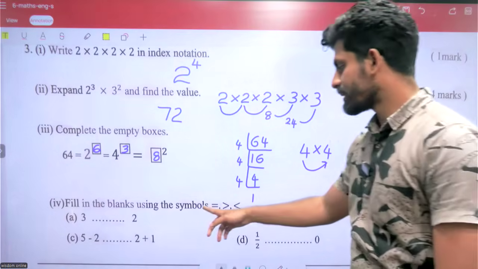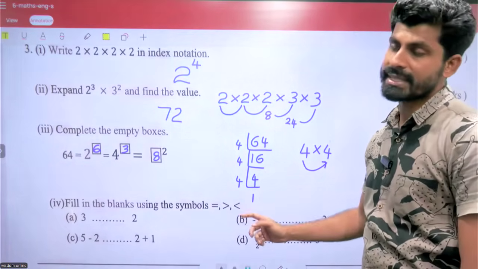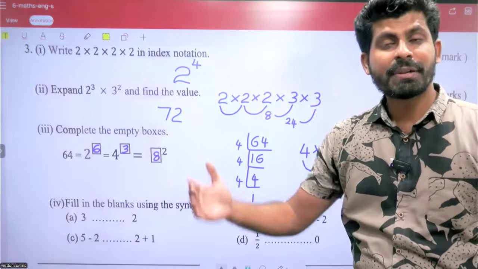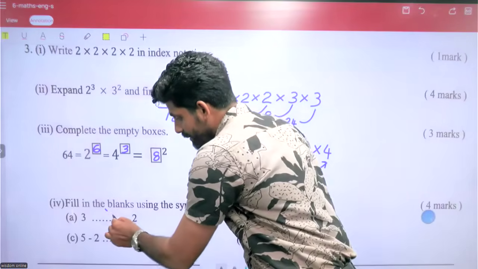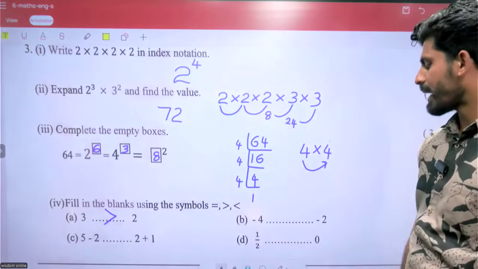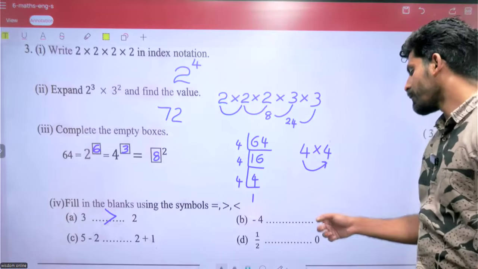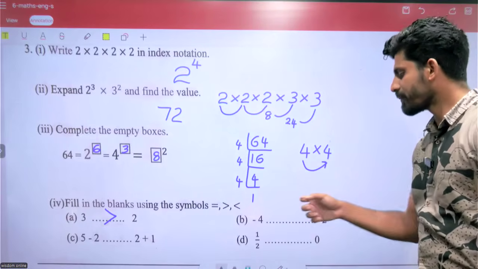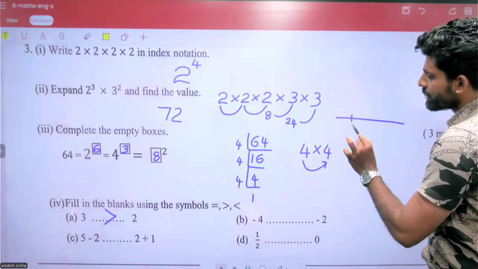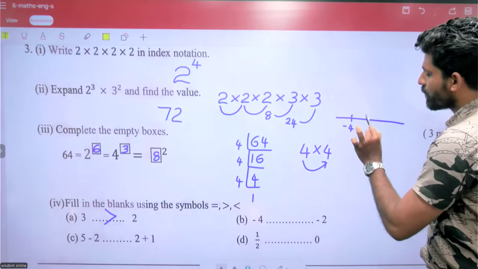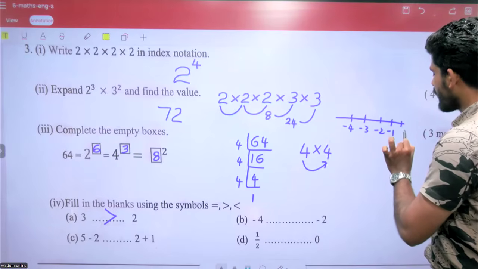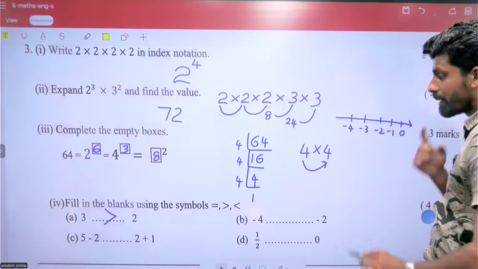Fill in the blanks using the above symbols: equal, less than, or greater than. 3 and 2: 3 is greater than 2. Next, minus 4 and minus 2. Can you remember the number line? Here is the number line: minus 4, minus 3, minus 2, minus 1, 0. This is the number line.